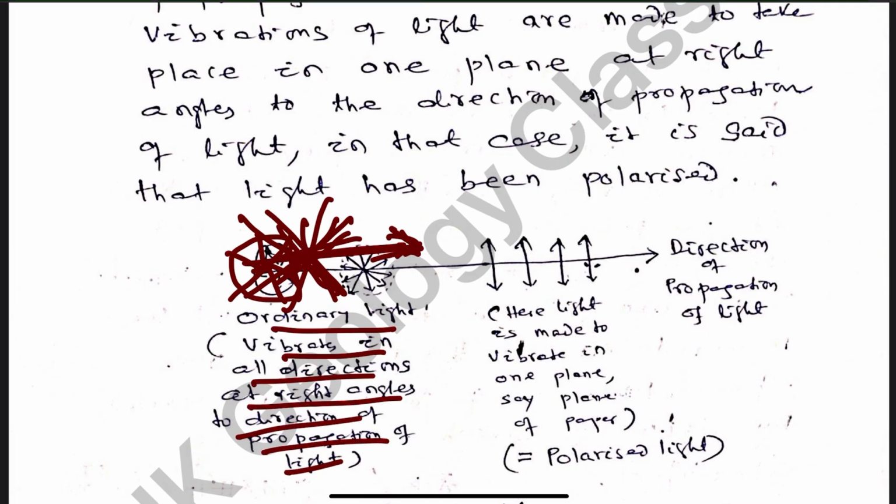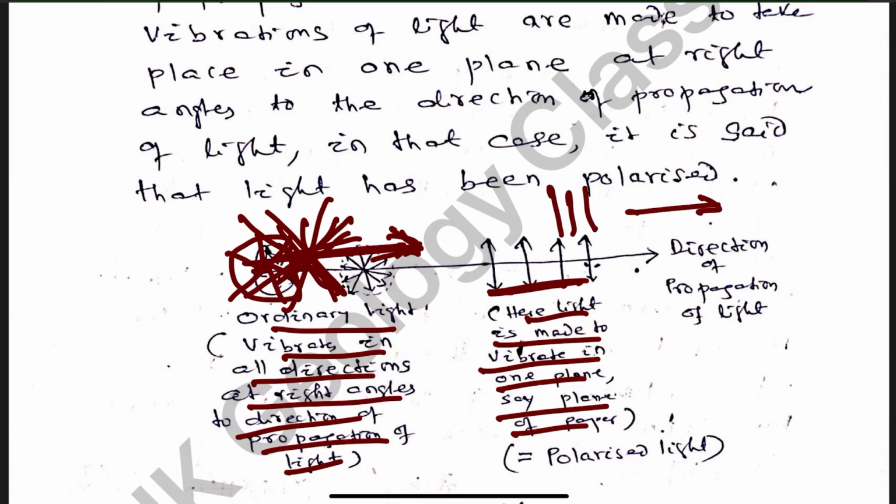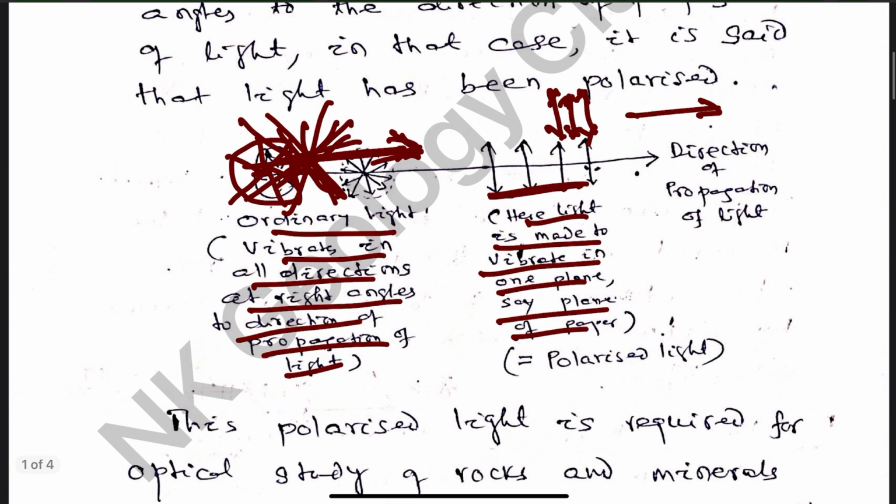But when you say it has been polarized, let us say here it is the plane of the paper, we can say. Here the light is made to vibrate in one plane, say the plane of the paper, and here it has been polarized. So this is the direction of propagation, this is the direction of vibration, and the vibration is taking place in one plane. That's why it is said to be polarized.